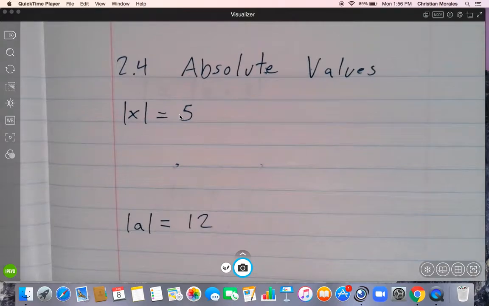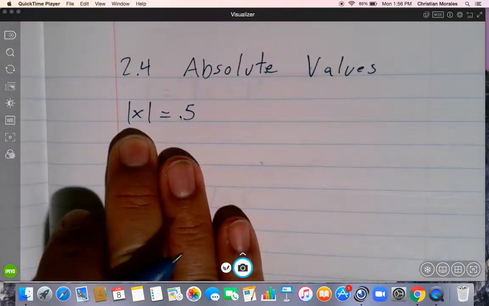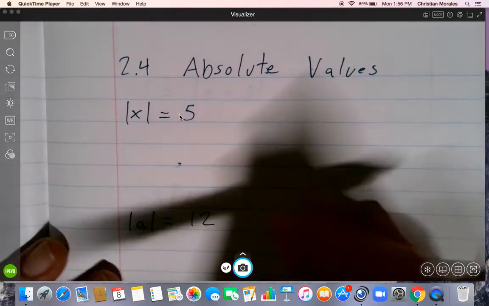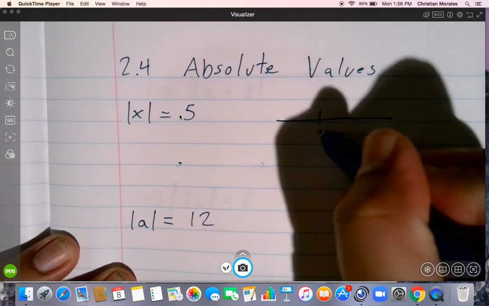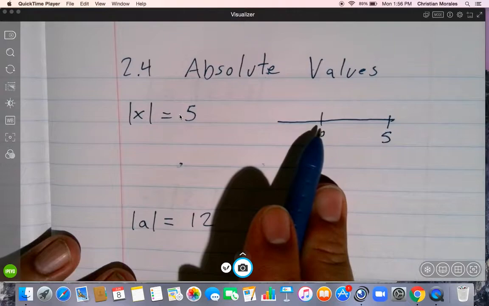For the day, part 4, absolute values. So let's start with identifying what absolute values are. Absolute values will take a number and tell you how much it is away from 0. For example, if you had a number line, with 0 here and 5 over here, the absolute value is how far away that number is from 0.